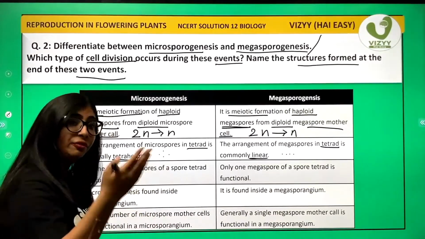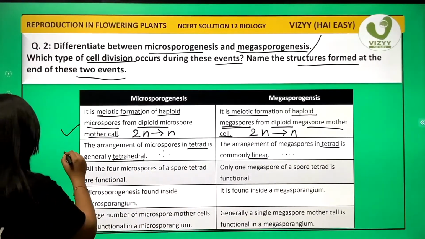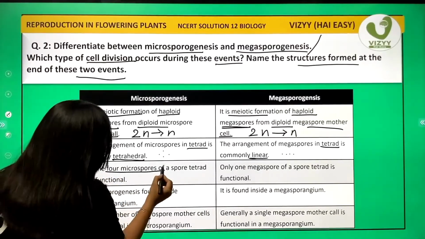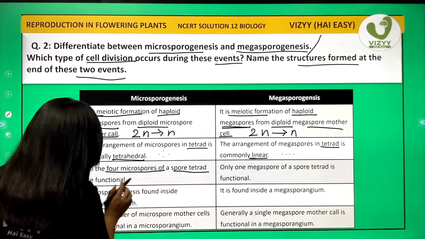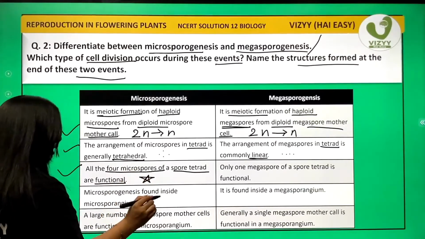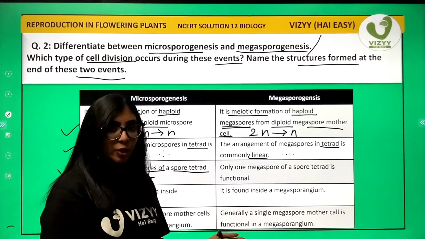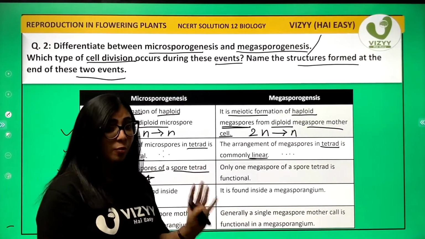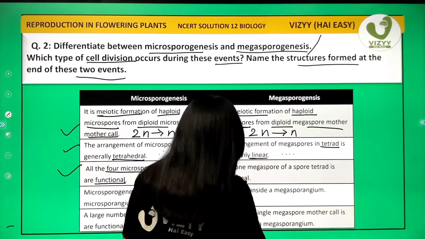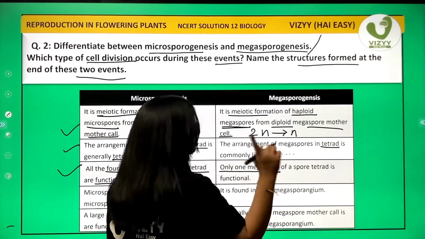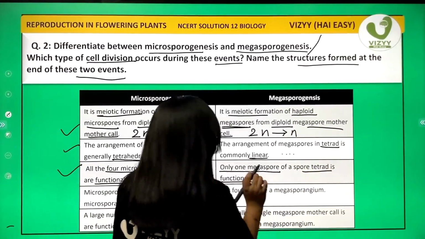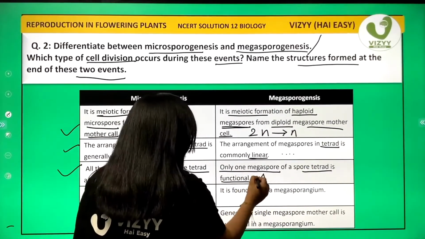Now, going further with point number 3, all the 4 microspores of a spore tetrad are functional. This is an important point. Note this down that in microsporogenesis, all the 4 spores formed in a tetrad are functional, whereas in megasporogenesis, only 1 megaspore of the spore tetrad is functional. Note this down, students. This is important.